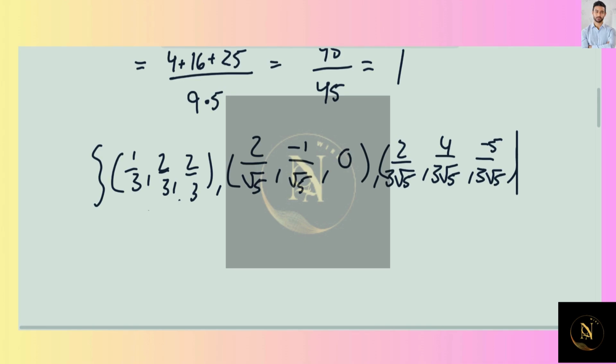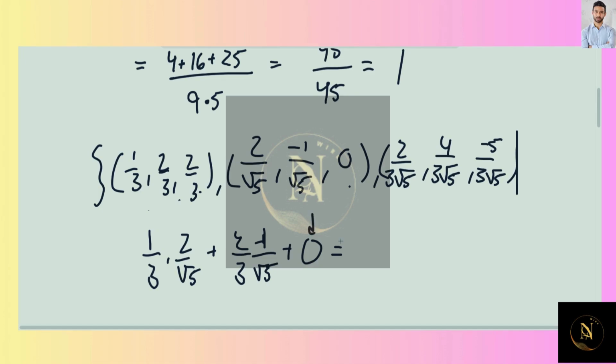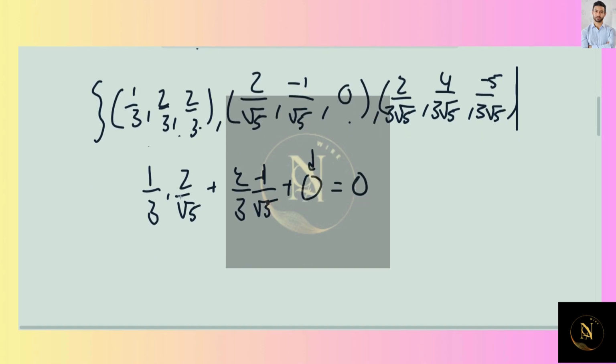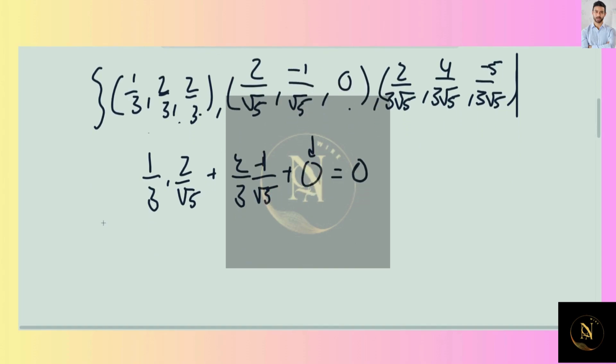Okay, great. So 1 over 3 times 2 over root 5 plus 2 over 3 times negative 1 over root 5 plus, well, this is easy, it's just going to be 0. I can tell already that this is going to be 0 because we've got 1 times 2 plus 2 times negative 1. The denominators are the same, doesn't matter. Plus 0 equals 0. That looks good.